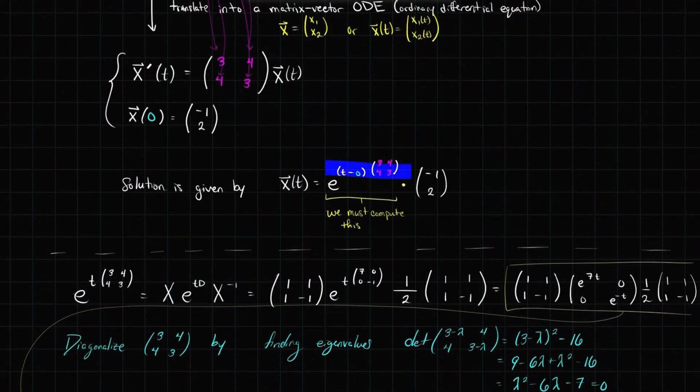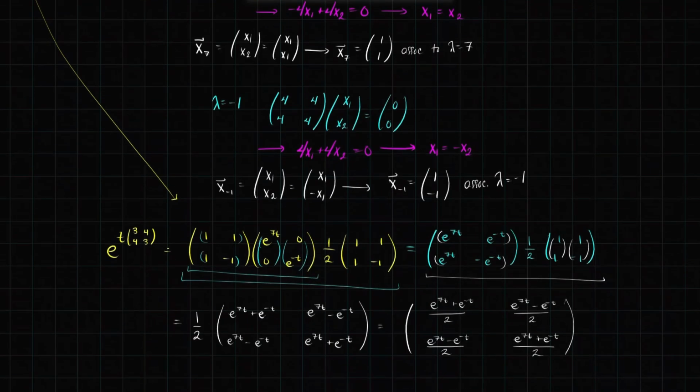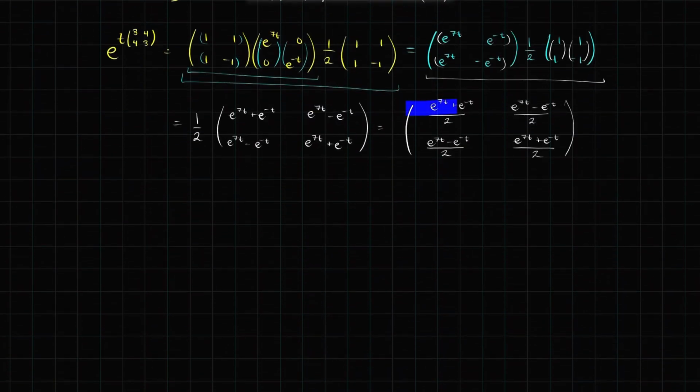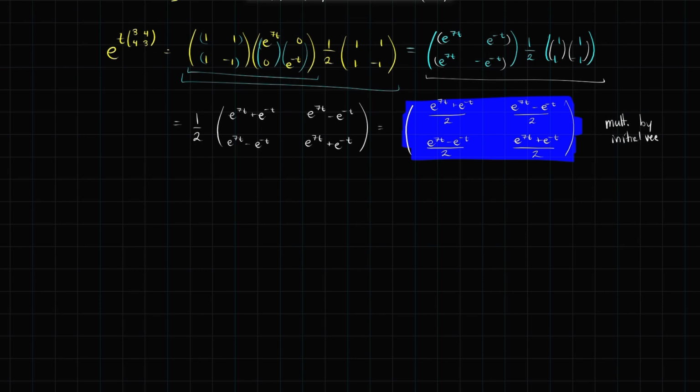The solution is the matrix exponential acting on the initial condition. So the initial condition there is negative 1, 2. So I get to my answer here, and I have to multiply this by negative 1, 2. Multiply by the initial vector, negative 1, 2.